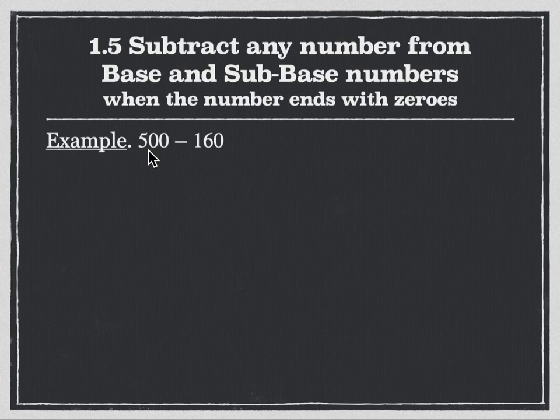Now what we should recall is the sutra, the Nikhilam Navatashcaramam Dashatah Sutra, the all from 9 and the last from 10. The last from 10 refers to the last number which is non-zero. Or maybe you may have literally the last number to be 10, but we're going to look at how to do that and how that sutra helps.